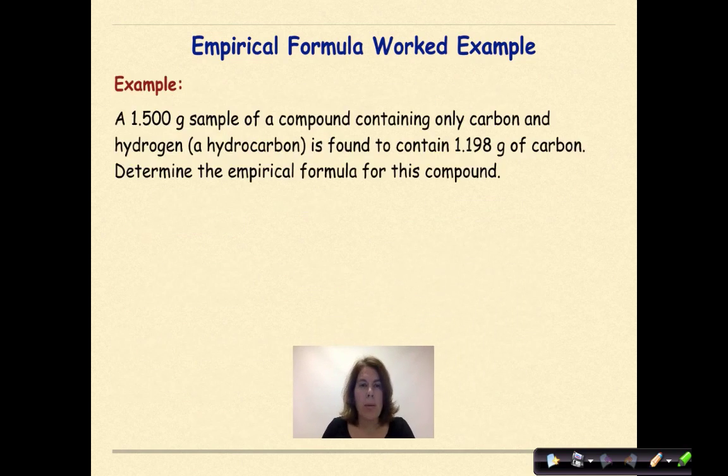Let's look at another example. A 1.5 gram sample of a compound containing only carbon and hydrogen, also known as a hydrocarbon, is found to contain 1.198 grams of carbon. Determine the empirical formula for this compound. So we have a total sample of 1.500 grams. That's our total sample amount.